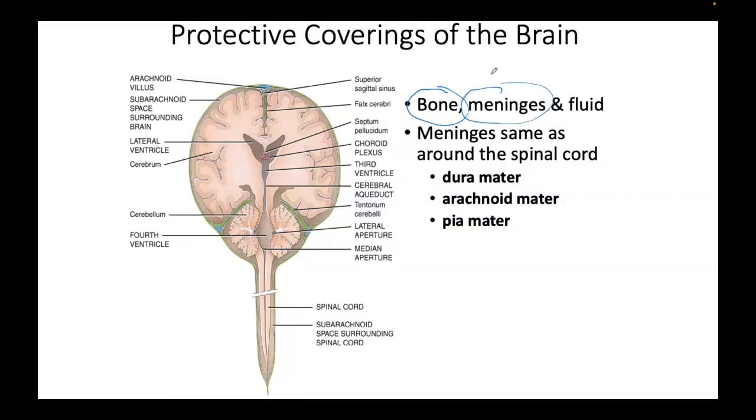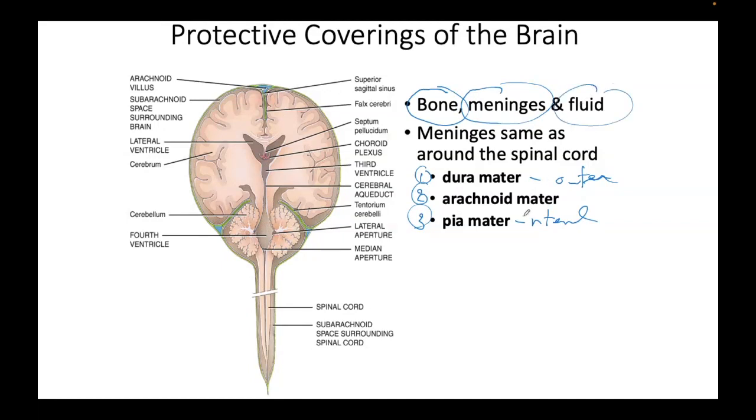We have meninges. The meninges are three main layers that we have around the brain, and it's the same three layers that also protect the spinal cord, and it's called the dura mater, the arachnoid, and pia mater. The pia mater is the most internal layer, and the dura mater is the outermost layer, and the arachnoid is in the middle. Okay, so the meninges are around the brain, and they are around the spinal cord.